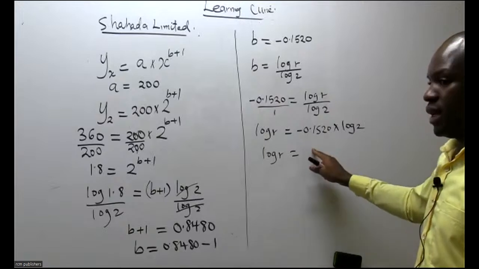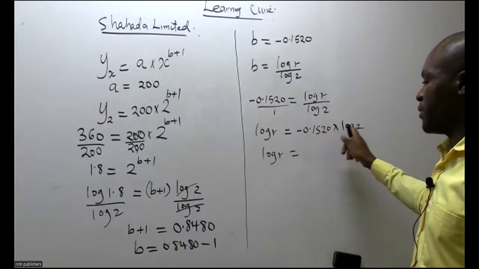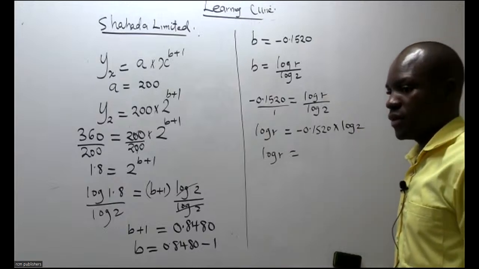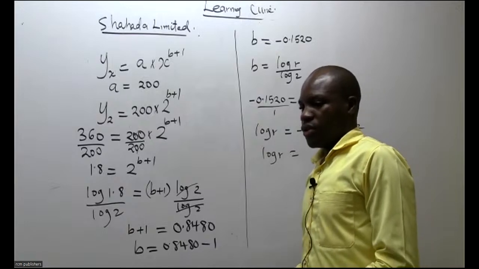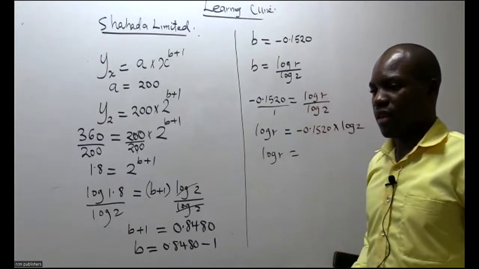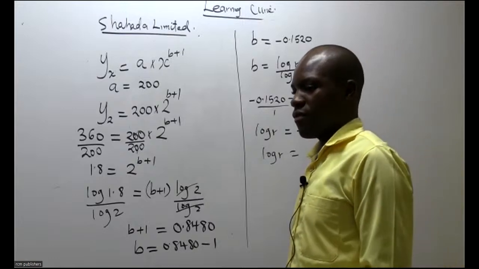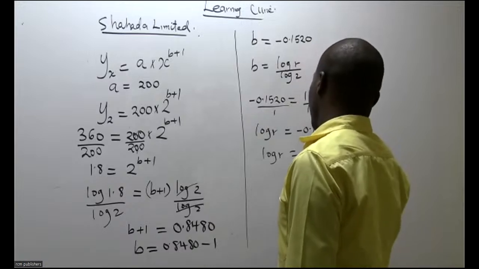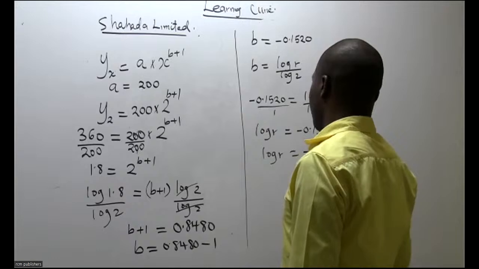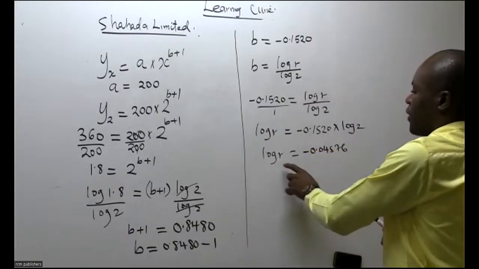Just go to your calculator. Negative 0.1520 times log 2. What will we have? Ross has given us something there. Can someone confirm? Negative 0.04576. Good. I have log R equal to this, and I want to get R.